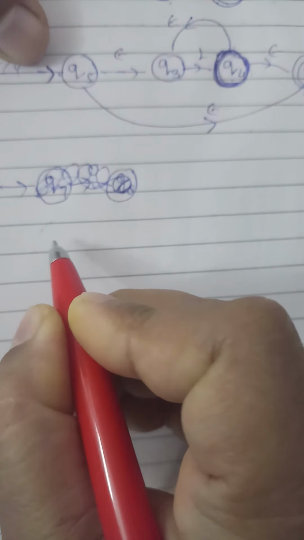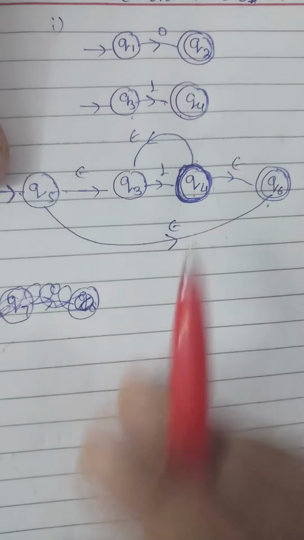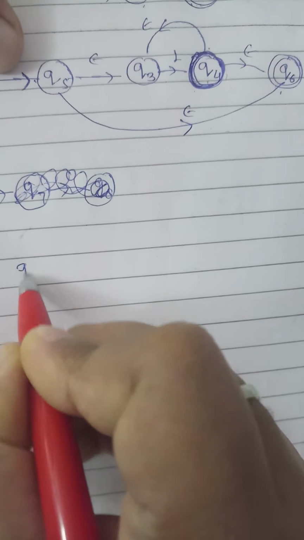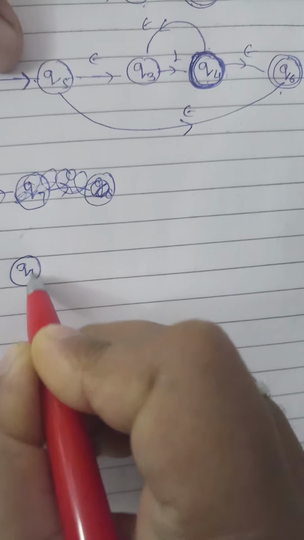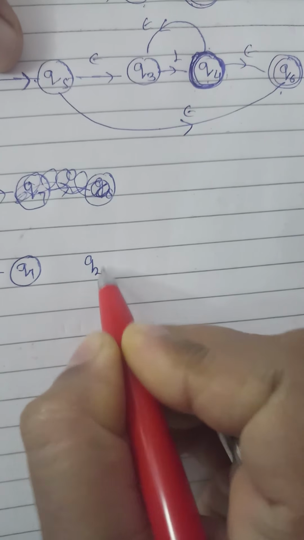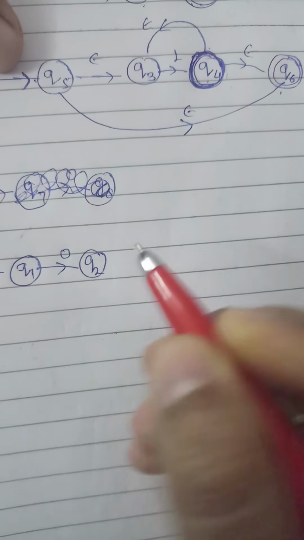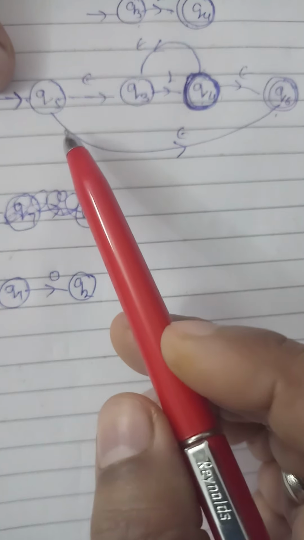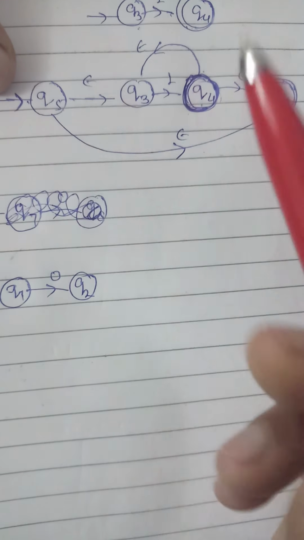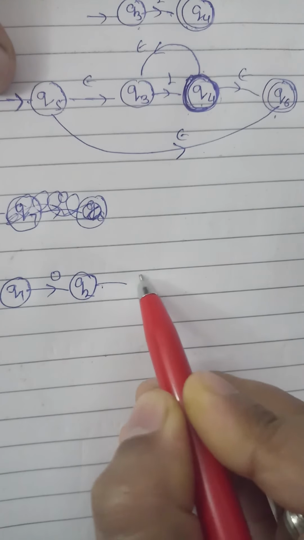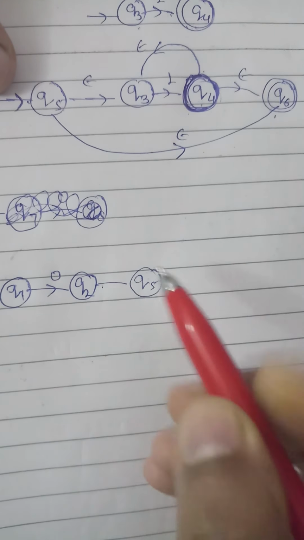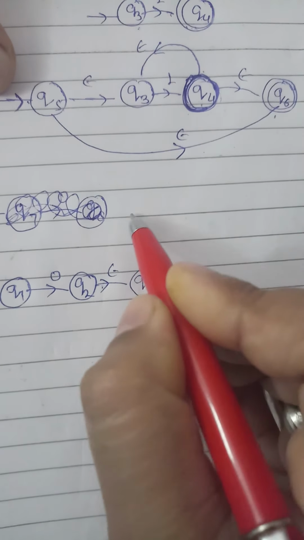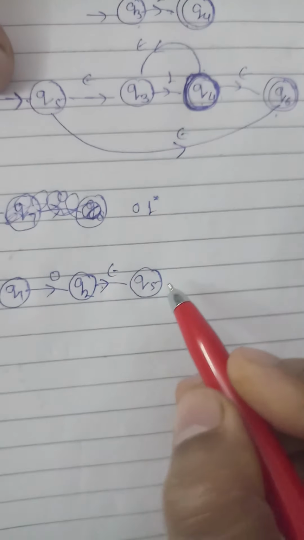We write it like this. We have Q1, Q2 with the 0 transition, and this one as 1 star, so we will add it with an epsilon move. So Q5, and this will be the epsilon. Here we added 0, 1 star.